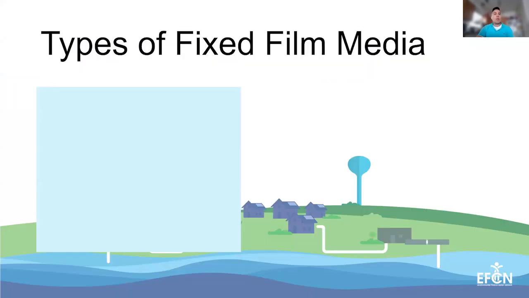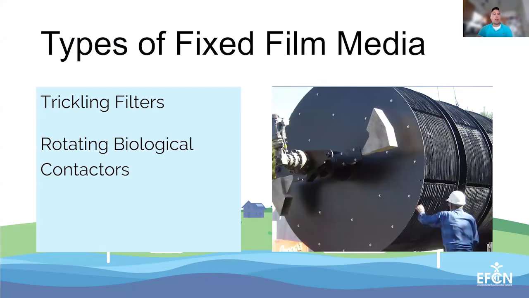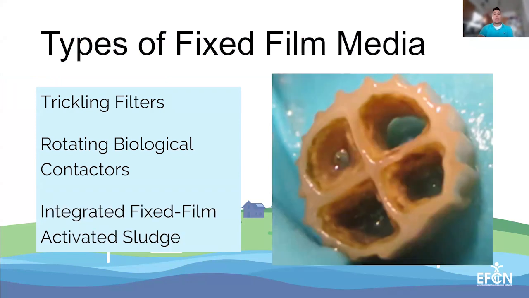So there's a couple different types of fixed film media, and here are the most widely used. The first is trickling filters. And then we also have rotating biological contactors, and I'll be discussing both of these in a little more detail. And then finally, there's integrated fixed film activated sludge. This can also be referred to as moving bed biofilm reactors.